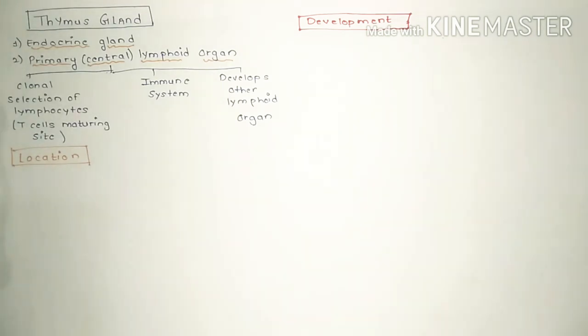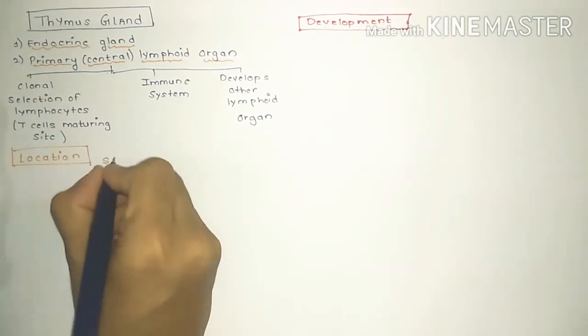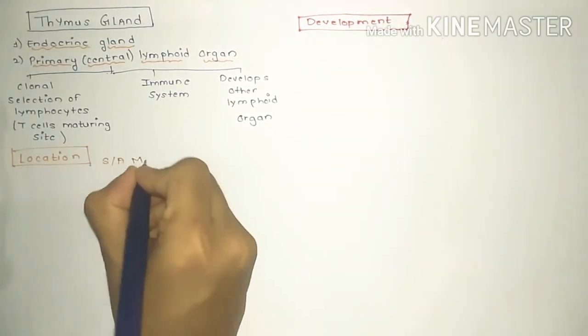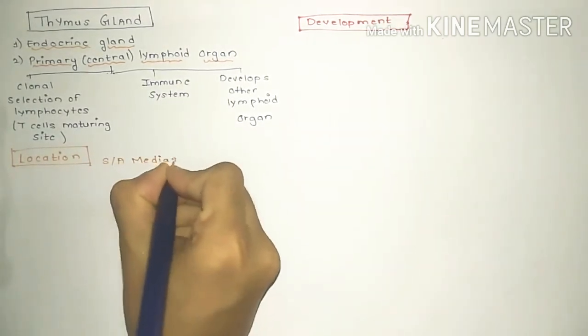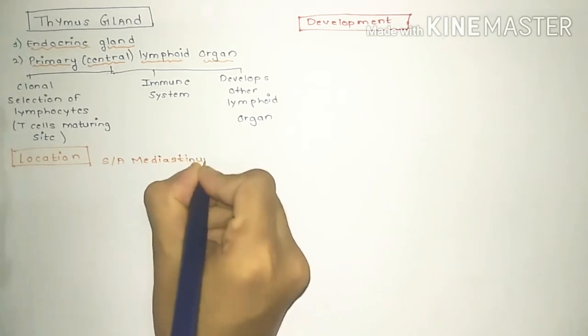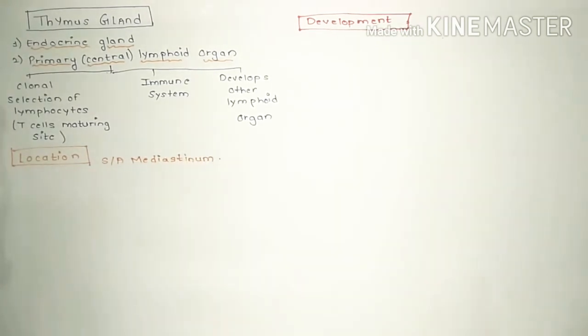Location of thymus. Thymus is located behind the sternum and lies just between the lungs, and its position is called the superior anterior mediastinum in the thoracic cavity. We'll look at it by diagram.